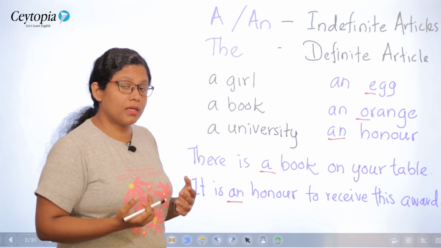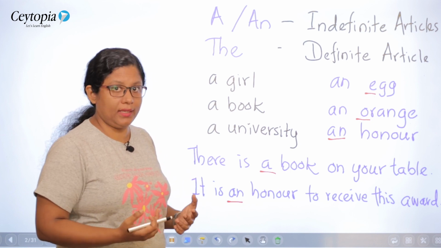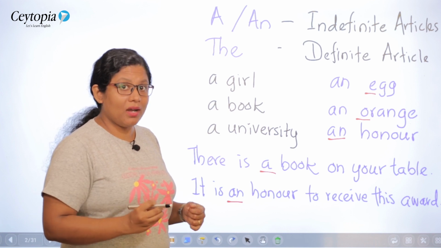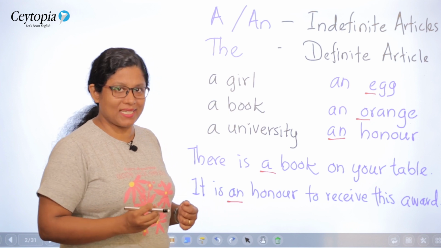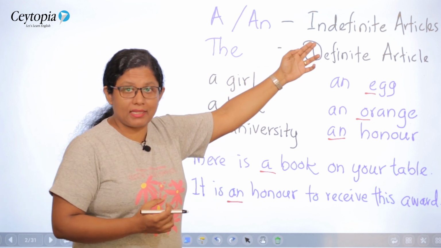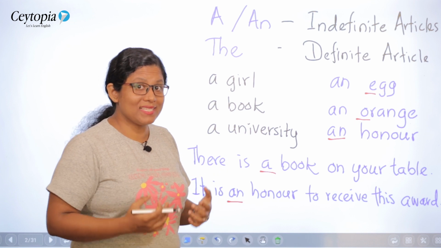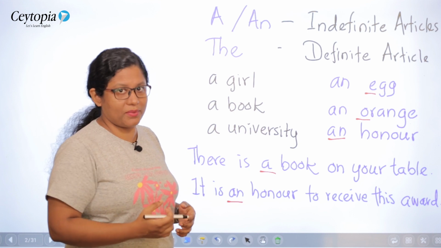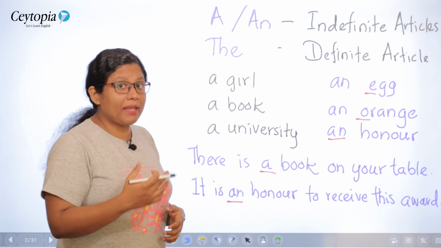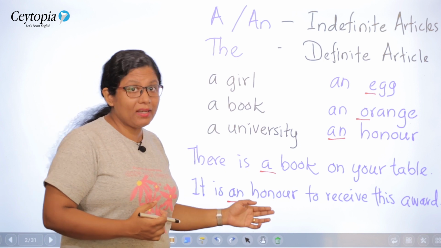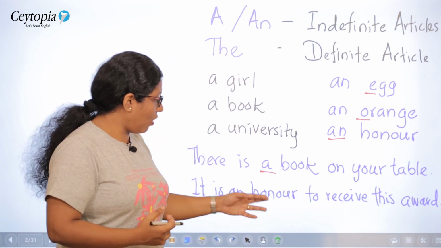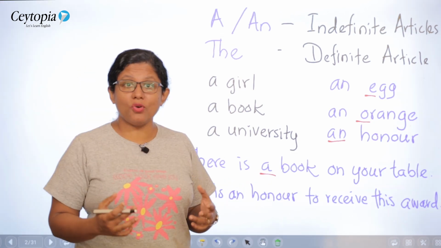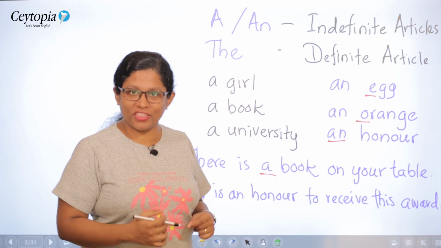When do you use a and an? Specifically, when we talk about something for the very first time, you are introducing something to the listener and it is indefinite. You are talking about things in general. Any book, there is a book on your table. You are not specifying. It can be any book. It is an honor to receive this award. Honor, you use an here. Book, you use a here. Let's move on to the definite article, the topic of the day.